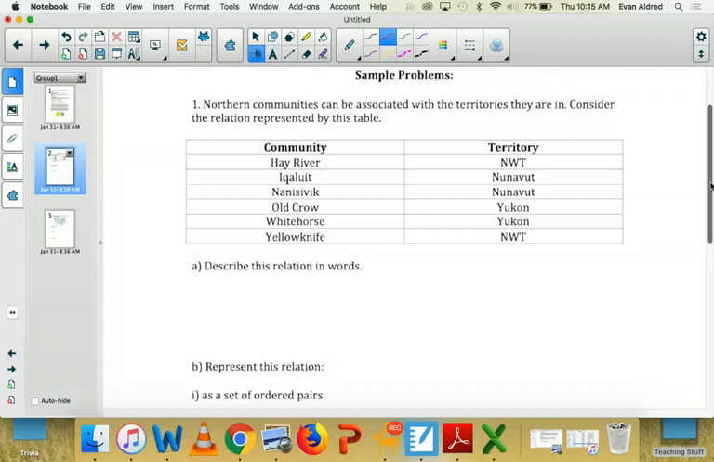So on the left-hand side, we have the community. On the right-hand side, we have the territory. Obviously, these are Canadian territories. You can tell by the NWT for Northwest Territories, Nunavut, and Yukon. And in the left-hand column, those are places that are found within the various territories.